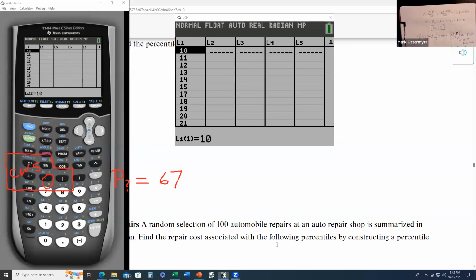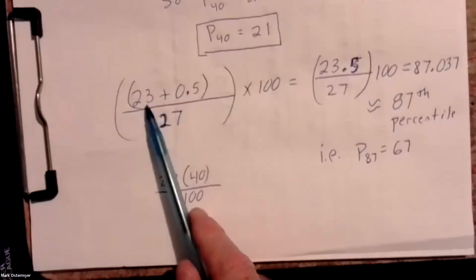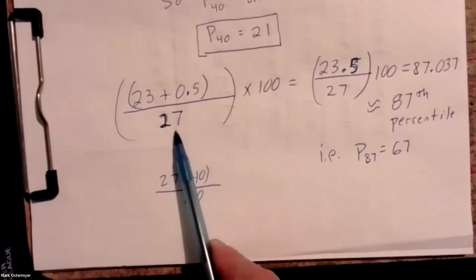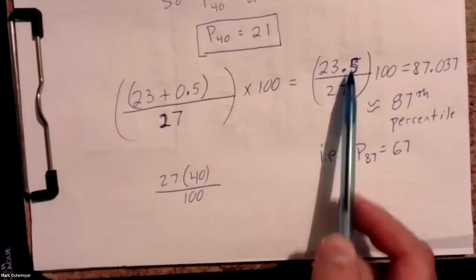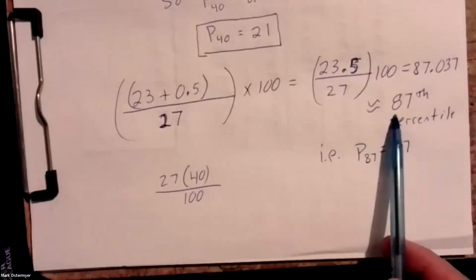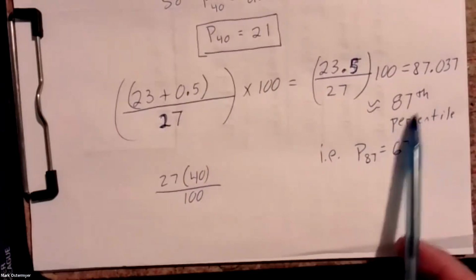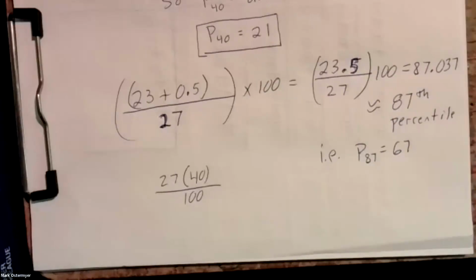All right, now we use our formula. There are 23 observations less than 67. So 23 plus 0.5 divided by the total number of observations in the data set times 100 gives us 23.5 divided by 27 times 100 is 87.037, which we round off to the nearest whole number, the 87th percentile. So it looks like 67 would be the 87th percentile. Did anybody else get that? Yep. All right, so we good on that?